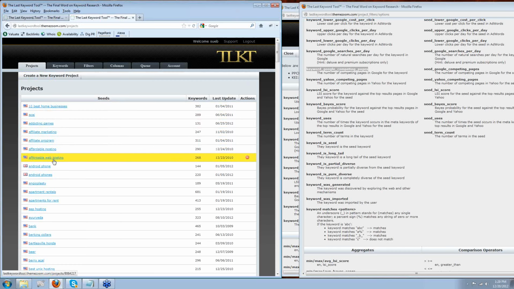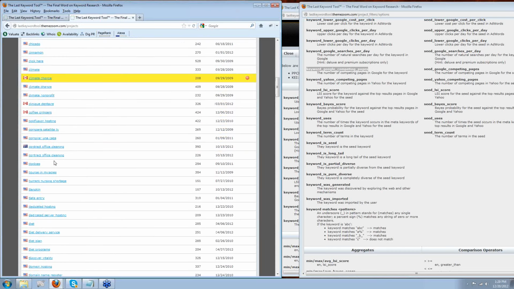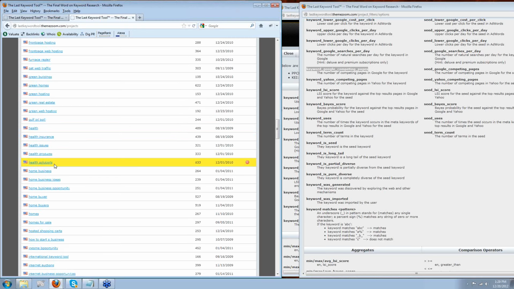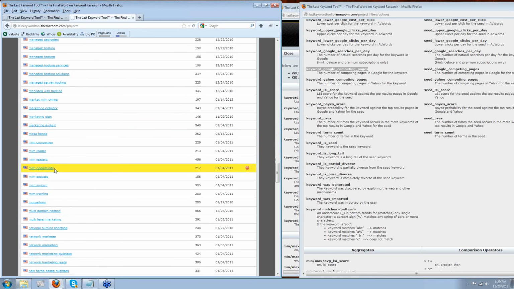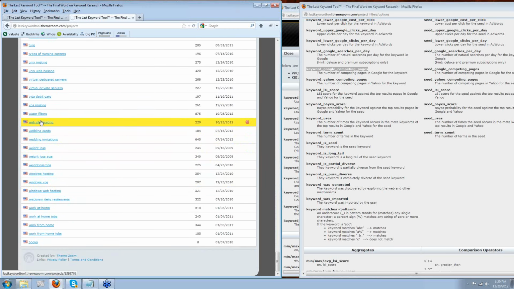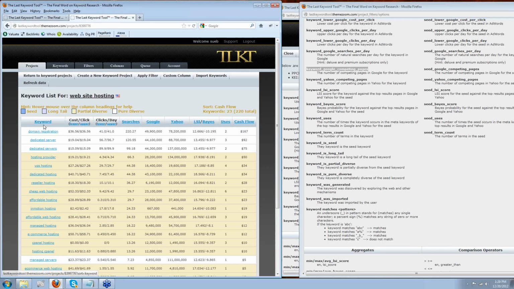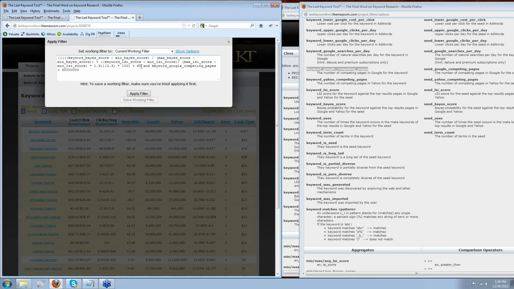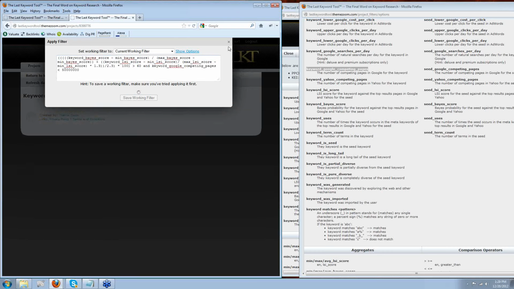Let's see if I've got web hosting. I know I've got affordable web hosting. Geez, you'd think I used this tool a little bit. Website hosting, let's try that. So just to remind me what's in my filter, we're looking at a theme, and we're looking at Google competing pages less than 50 million.